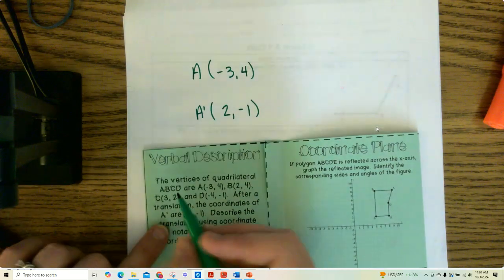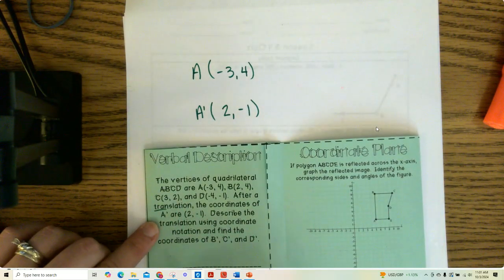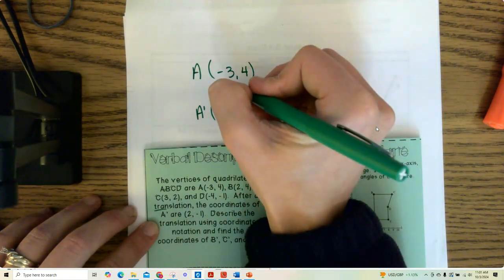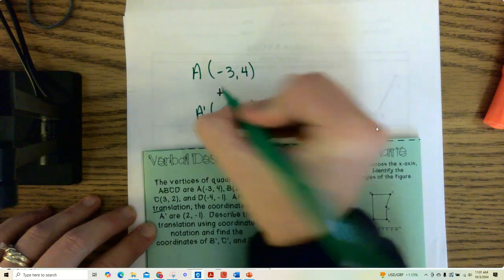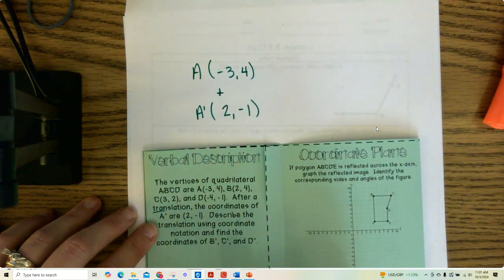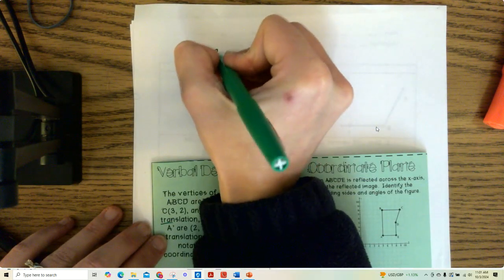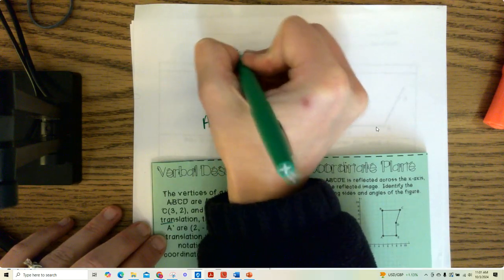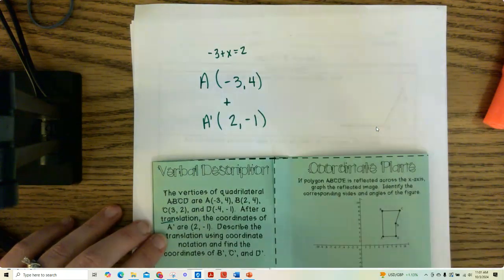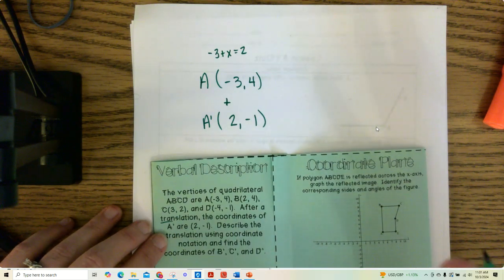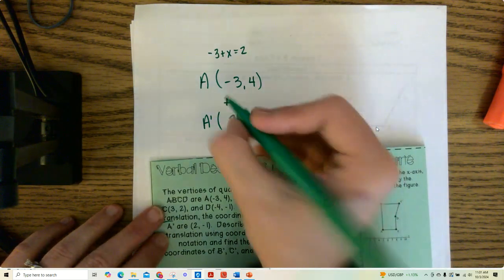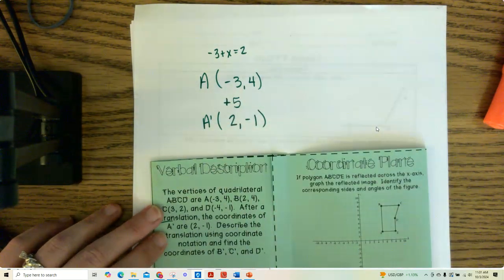So if it's a translation, we're adding or subtracting. So the x value got bigger. That means we're going to add something to the x value. We could think of it like an equation. -3 plus x equals 2. And we could solve that. But what we're doing is we're adding 5 to that.